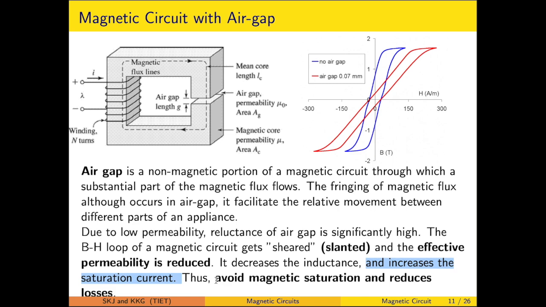That is one aspect. Second aspect, it decreases the inductance. So you can say the slope is reduced, so the inductance value is reducing and the losses are also reduced. So sometimes this air gap is deliberately introduced in the circuit to facilitate these particular objectives.